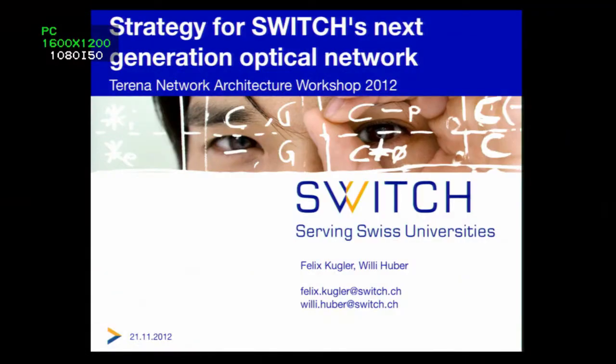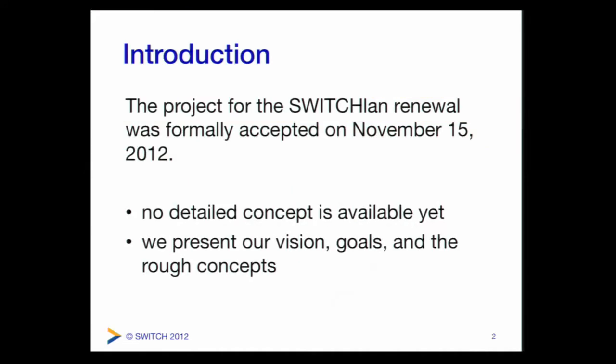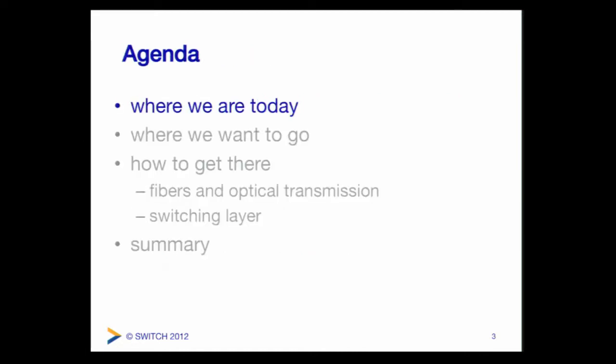My name is Felix Kugler from Switch. This presentation is given together with Willy Huber. So I'm talking about lower layers, fibers and optics. First of all, I'm talking about the new network we're trying to build, and formally the project was accepted last week. So don't wait for any detailed concepts. We just present our vision, the plans, the goals, and the rough concepts.